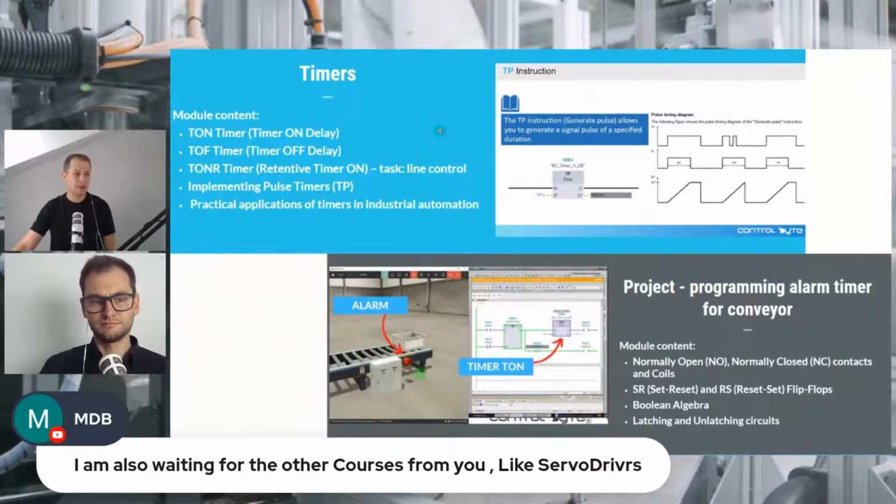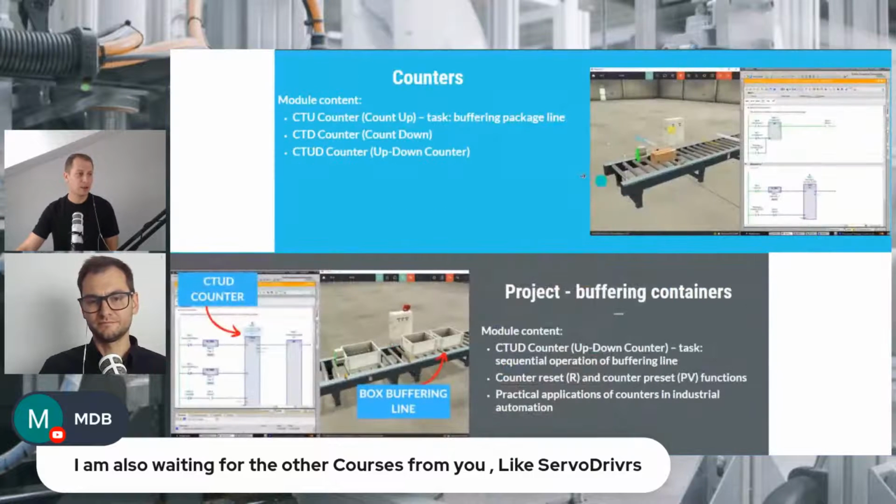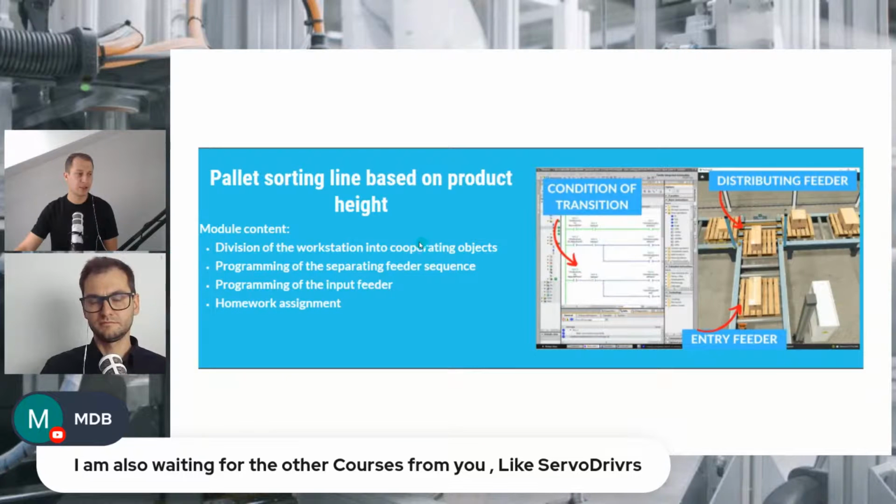Next, we have timers. We will cover timers in the next live stream, which will be on our channel next week. And here we have the project programming alarm timer for conveyor. Next, we have counters and the project buffering containers. The last final project will be a pallet sorting line based on product height.